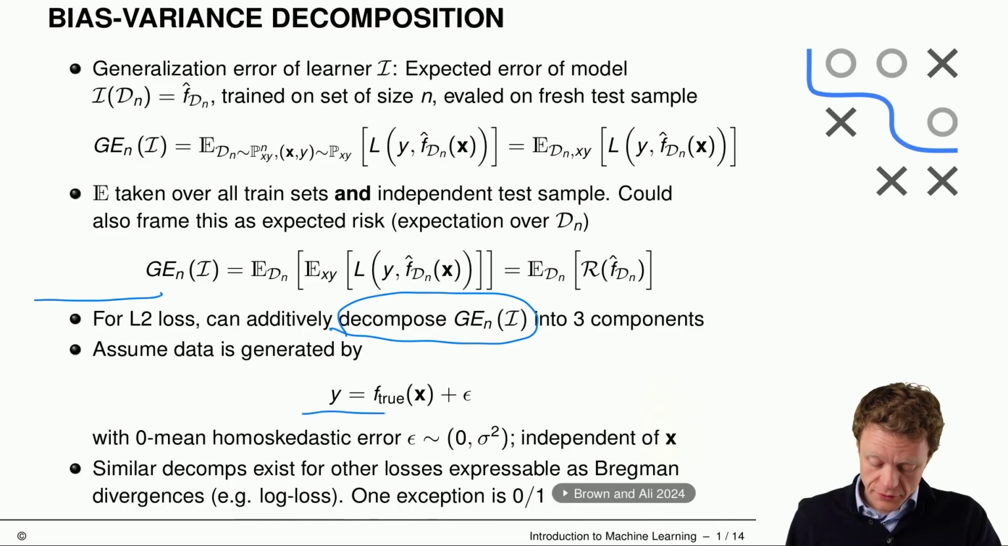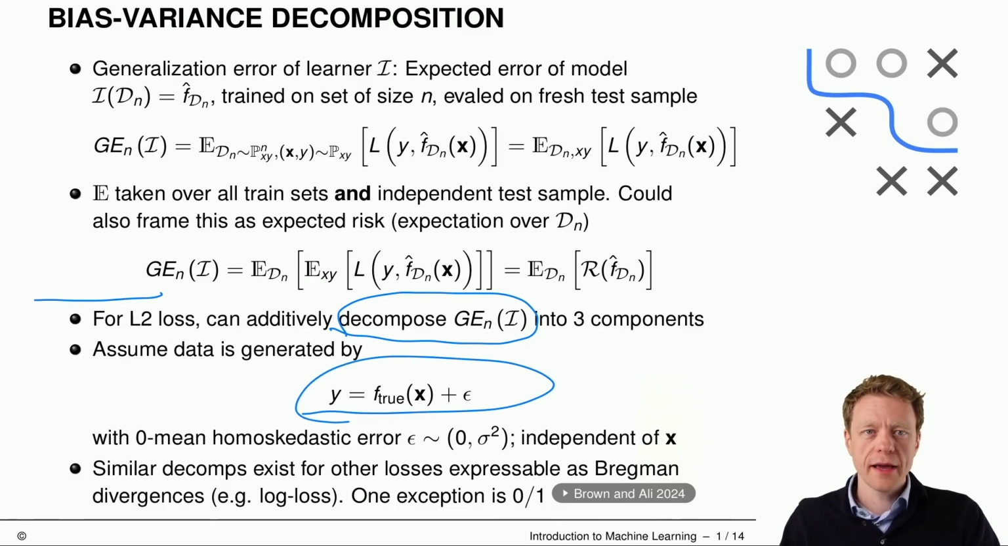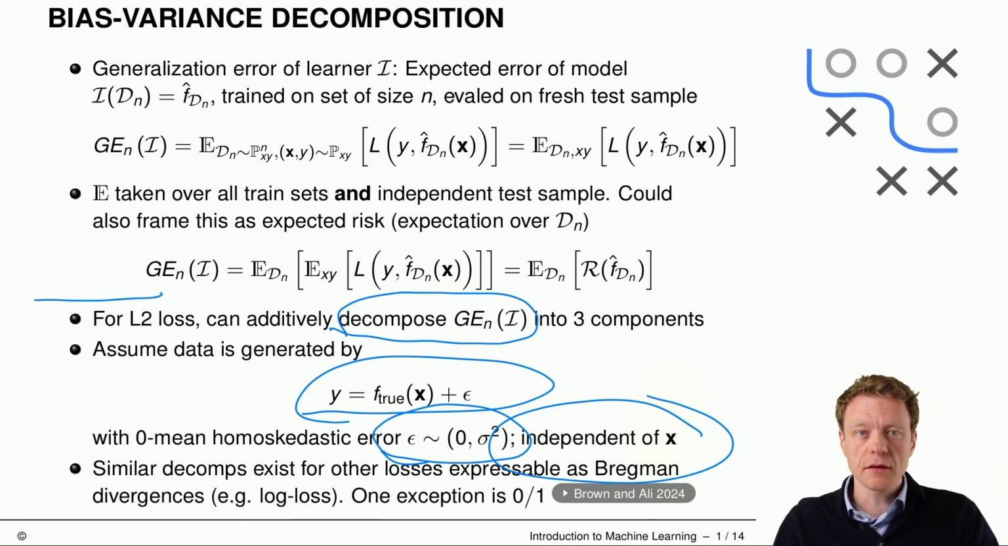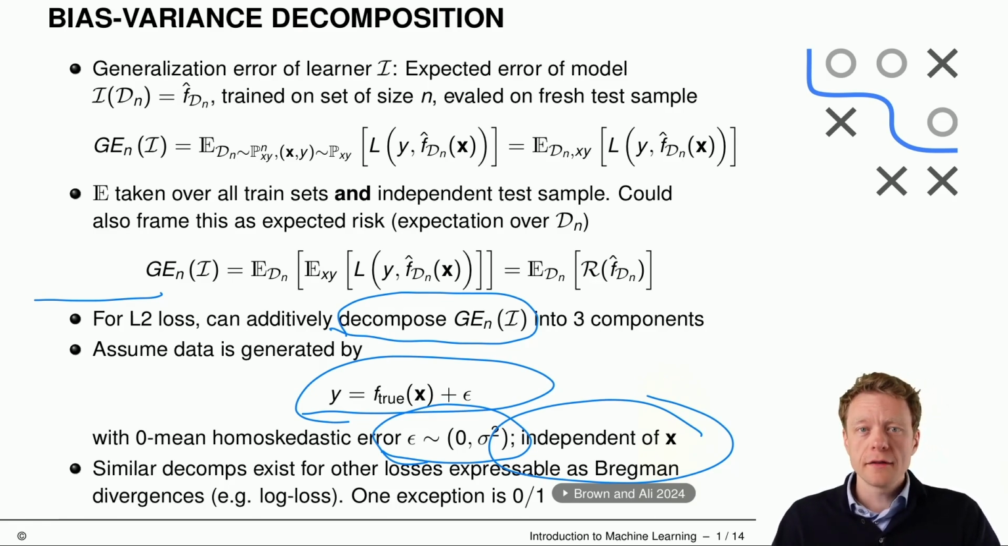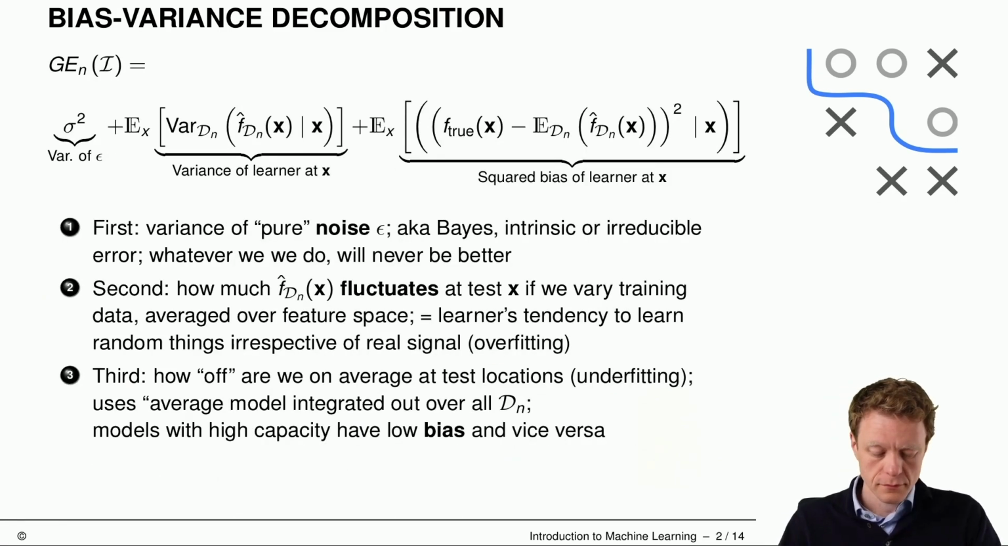So we assume we have a data generating process, we have some true model f true x, and an additive zero mean homoscedastic error, epsilon, and that error is independent of x. And then we can have this decomposition. Similar decompositions exist for other losses, and you can look at the Brown and Ali 2024 paper to see more about that. But for now, we just stick to the L2 loss, where we can do this additive decomposition. So this is the additive decomposition of the generalization error of the learner. We have 3 components.